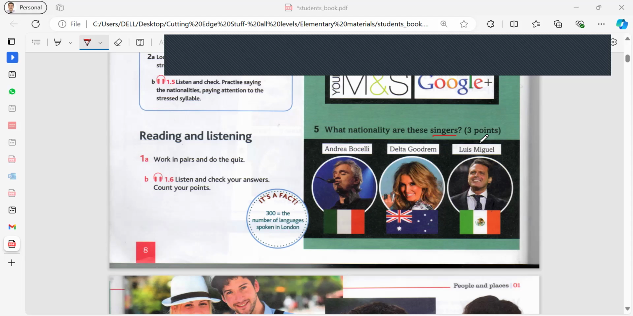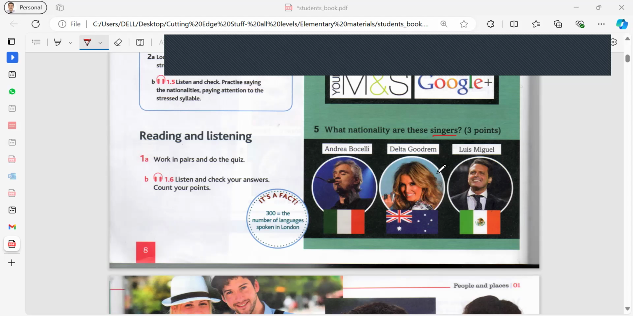Andrea Bocelli is Italian. He's from Tuscany in Italy. Delta Goodrem is from Sydney in Australia. She's Australian. Luis Miguel is from Mexico, but his parents are from Spain and Italy. Yes, I think you got 3 points.